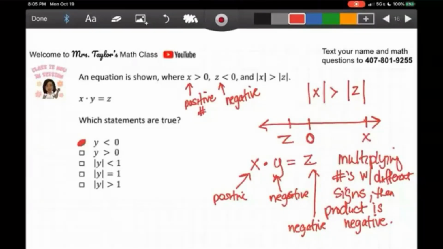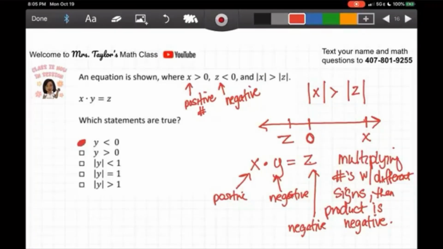No, because we know it's negative. The next one here says, is the absolute value of y less than 1? Or is the absolute value of y equal to 1? Or is the absolute value of y greater than 1? Now this part is a bit tricky. So here's what we have to know.